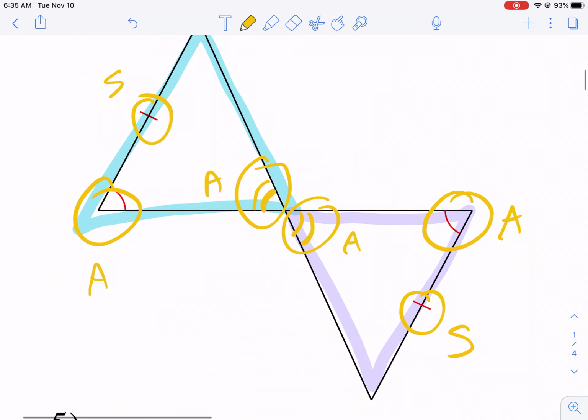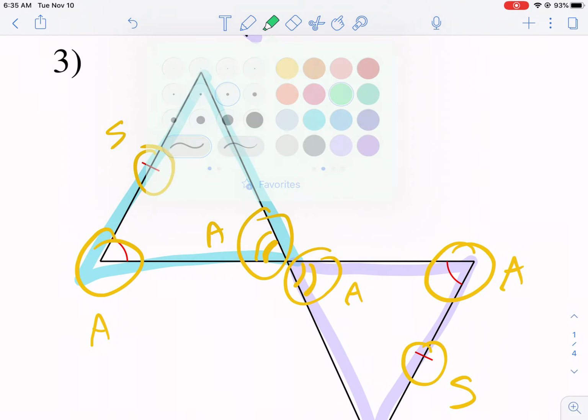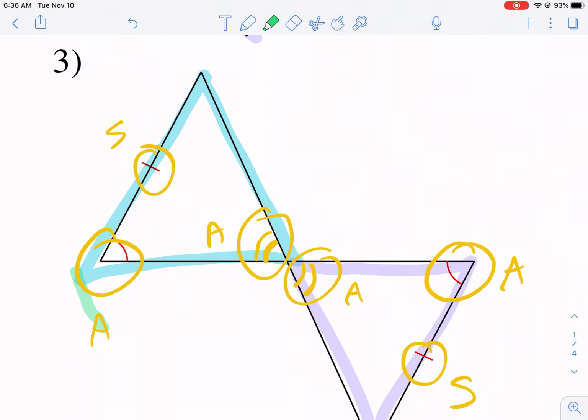Now, what is it? Is it ASA? Let's see if it can be ASA. If we were to do that, we'd have to start here. AS, we'd skip an angle, we'd skip a side. That's no good. What if we go this way? A, skip a side, skip an angle. Can't go around this way from this position. Why? Because he's in the middle. He's got a given to the left and a given to the right. That's no good. We want to start at one of the ends.